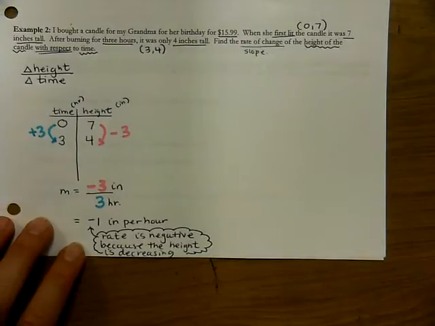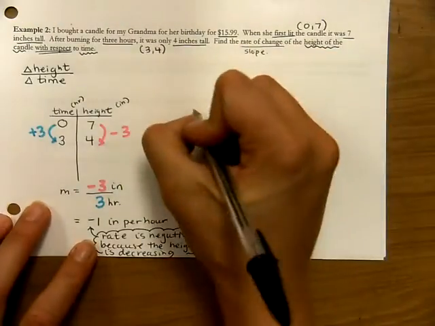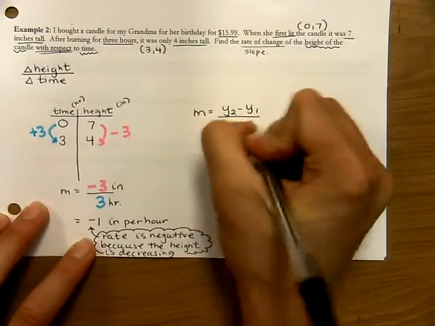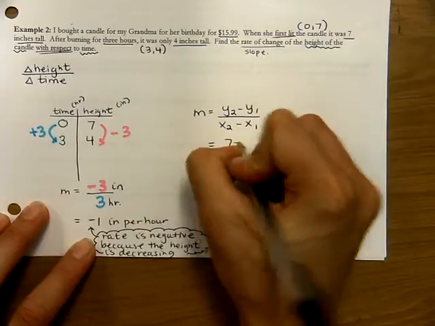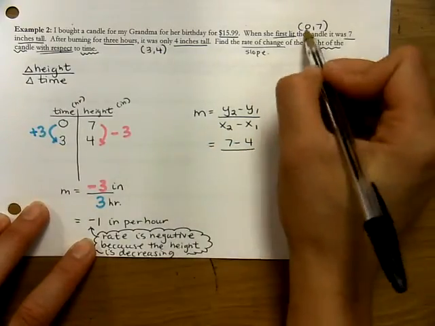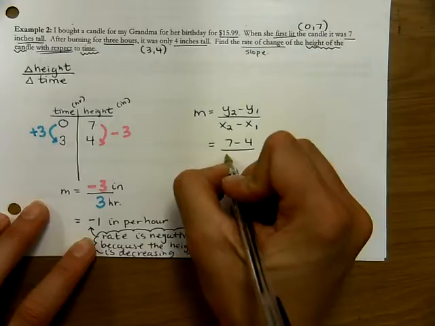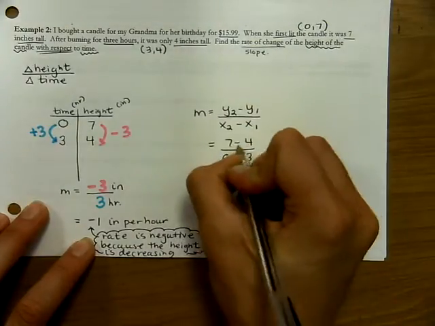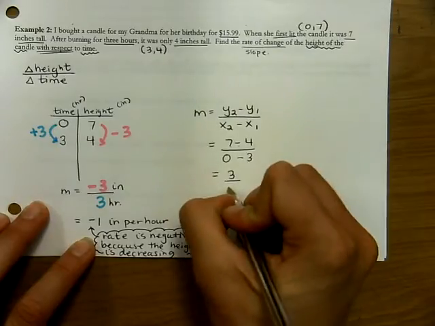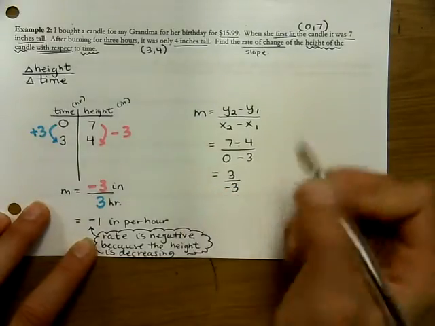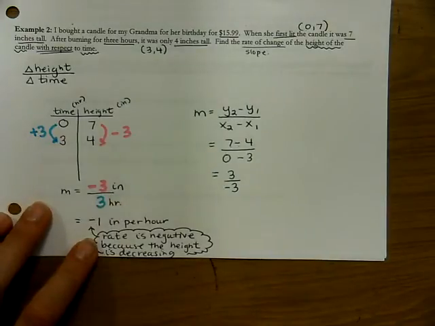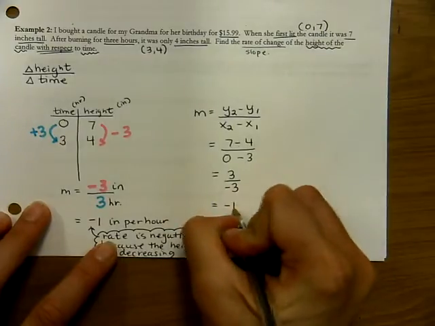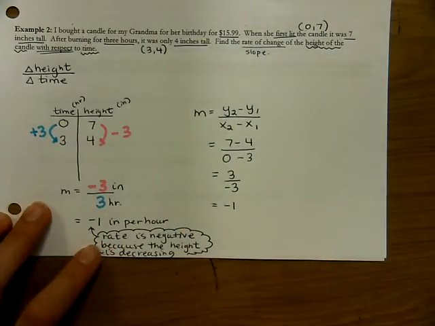Now, you could have done this a different way if you like to use the points here. You could have said that the slope is equal to y2 minus y1 over x2 minus x1, or in other words, 7 minus 4 over, you've got to make sure that 0 stays with the 7, so 0 minus, in this case, the 3 goes with the 4. So you would have 7 minus 4 is 3, 0 minus 3 is -3. Notice we didn't have the -3 on top, but that's okay. We would get -1 here.